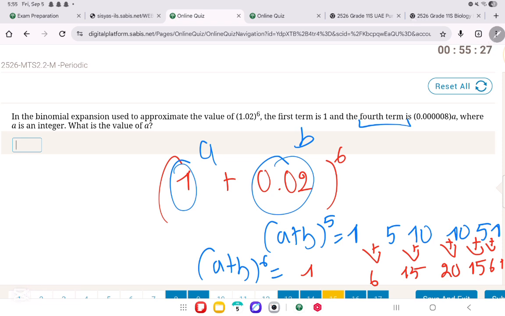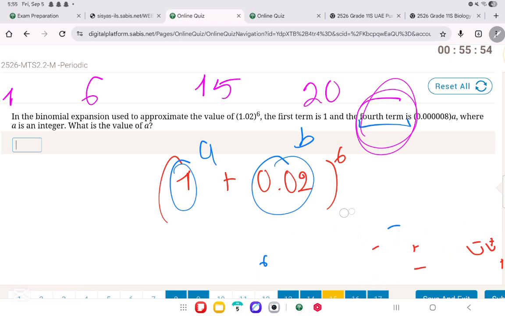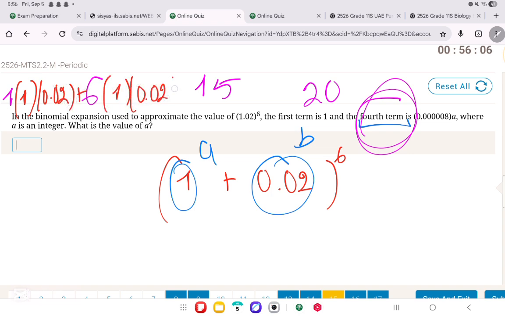But which term do they need? They need the fourth term. So this is 1, 2, 3, and 4: 20. It is the fourth term. Now, what I prefer to do is to write the first three: 1, 6, 15, and 20. We stop at the fourth term. Now we multiply by a and b. So what is our a? Our a is 1, our b is 0.02.